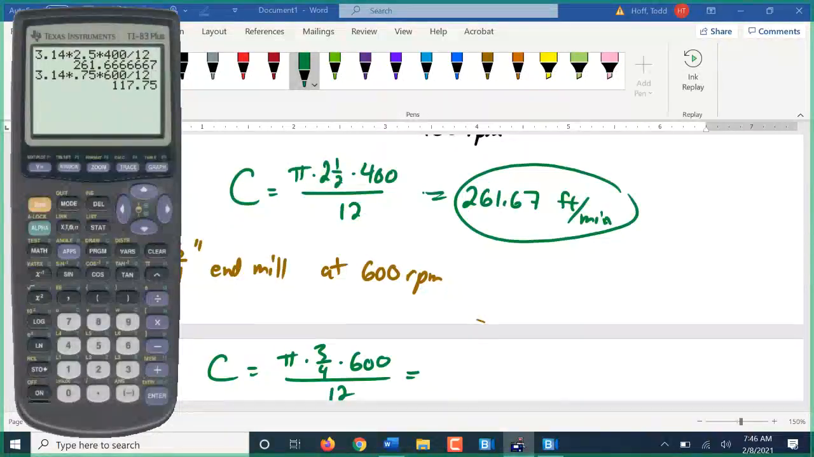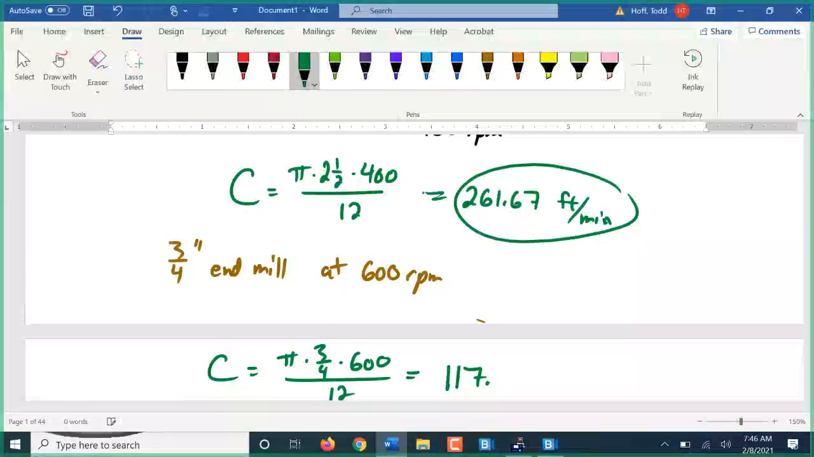But I don't divide, I get 117.75. Second.